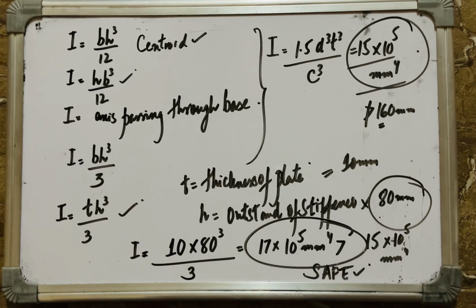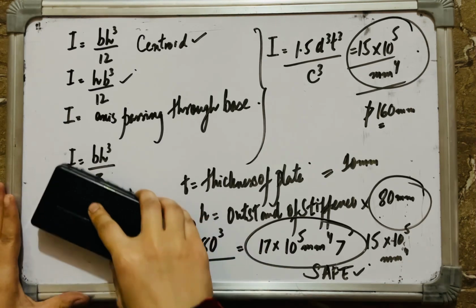So this came equivalent to how much? 17 into 10 raised to power 5 mm raised to power 4. So that is definitely greater than the design moment of inertia, hence our section is safe. Now the last thing that we are doing in the design of connections is the connection of the vertical stiffener to web.